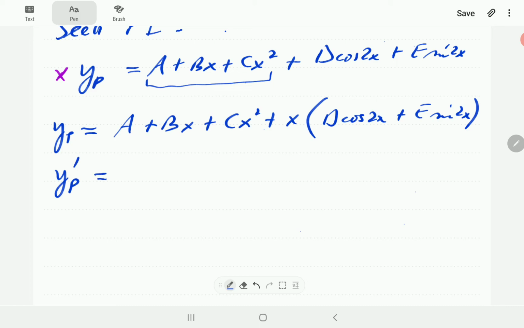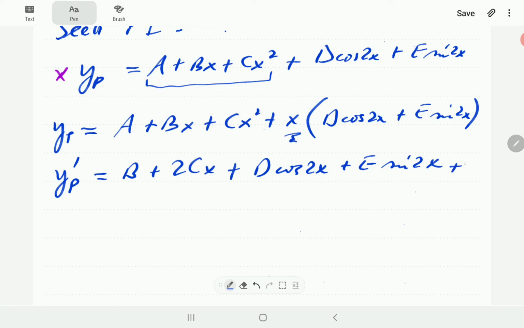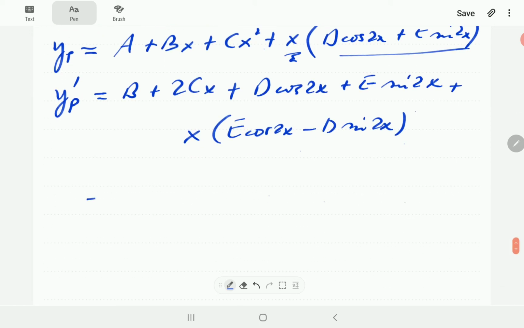The first order derivative is going to be b plus 2cx, then plus d cosine 2x plus e sine 2x. We're just differentiating the x terms by the product rule. And then when we differentiate the terms inside, we're going to have e cosine 2x minus d sine 2x. We need to tidy that up.